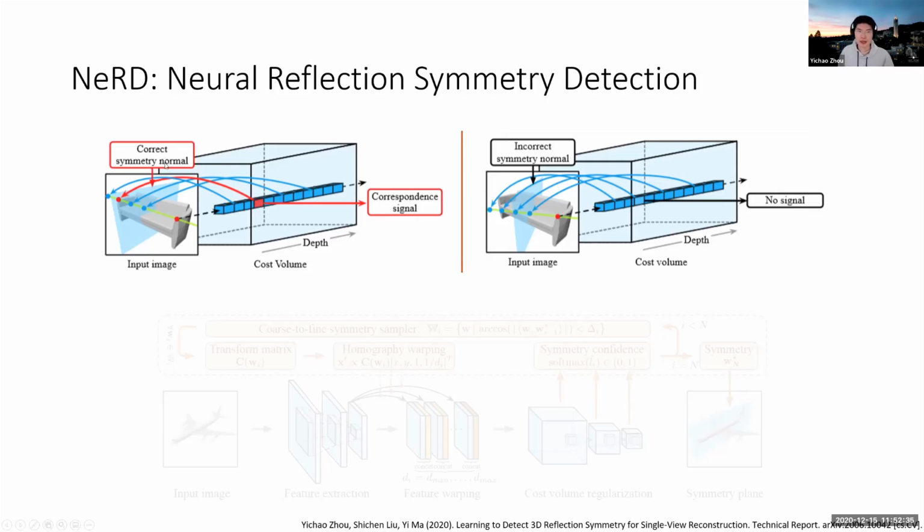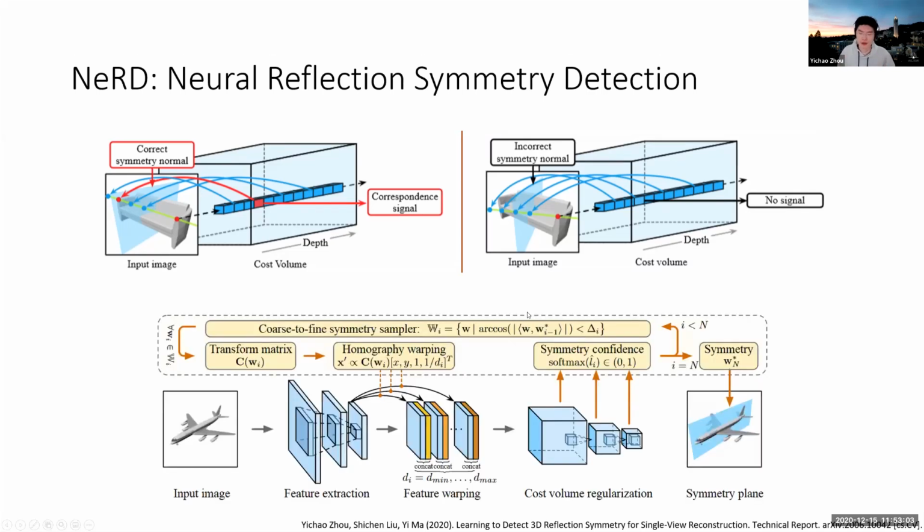So if this is a correct line, a correct vanishing point, then we can find the correspondence. If this is a correct symmetry normal, then we can find the correspondence for each pixel, for most pixels at least, right? If it's an incorrect surface symmetry normal, then we cannot find it for most of the pixels. After we construct this cost volume, we can just use a neural network to regress the result.